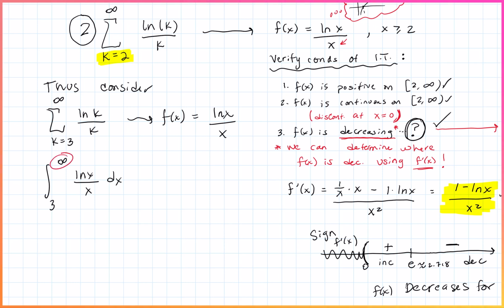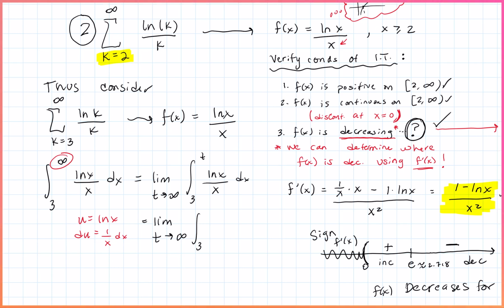Obviously, this upper bound is the problem. So we will take the limit as t is approaching infinity of the integral from 3 to t of the natural log of x over x dx. I'm going to do a little u sub here. u is equal to the natural log of x. So du is 1 over x dx. That makes a nice u substitution. So this just becomes the limit as t is approaching infinity of the integral from 3 to t of simply u du, which I'm going to scooch over here.